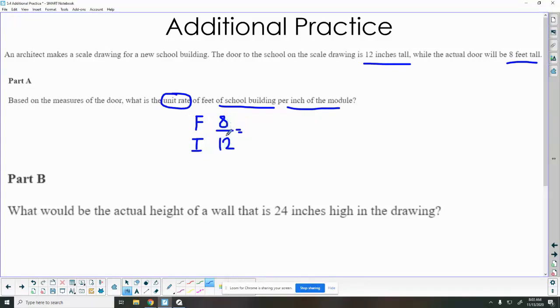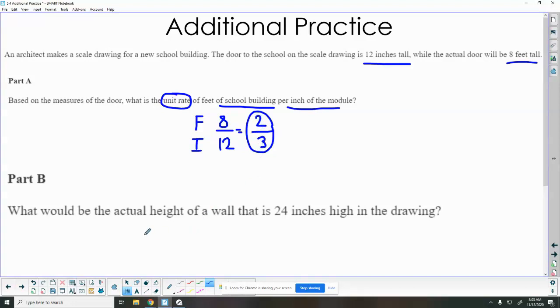What number can go into 8 and 12? Well, that is 4. 8 divided by 4 is 2, and 12 divided by 4 is 3. So the scale, the model, is 2/3 of the actual building here. So here's our unit rate: 2/3.